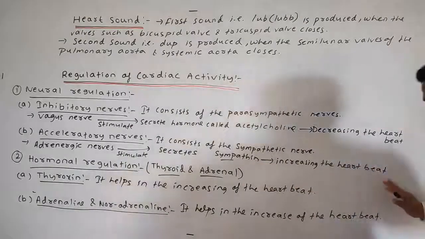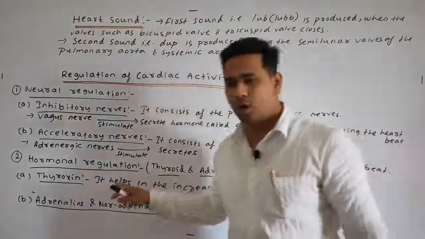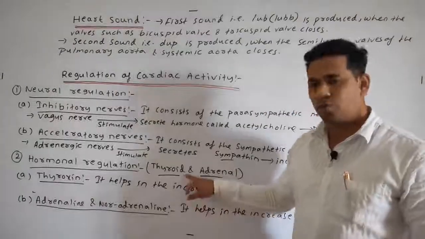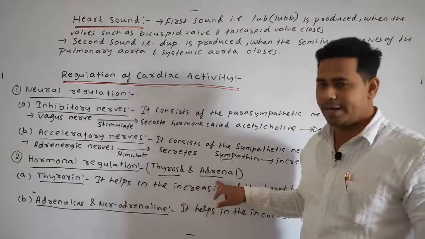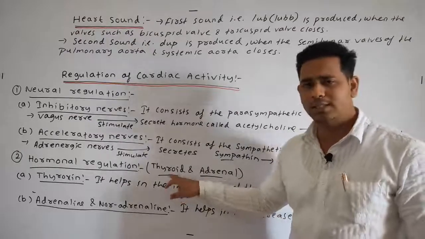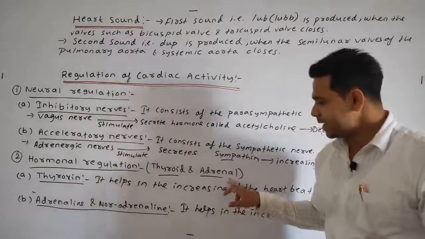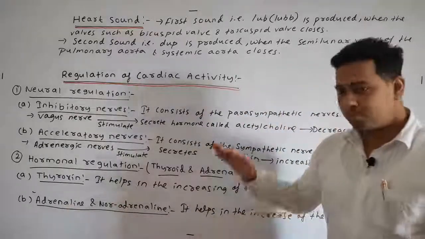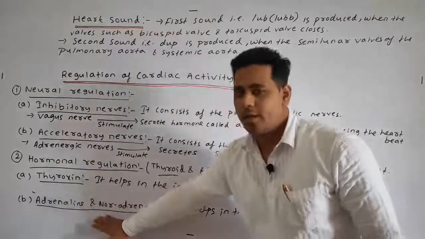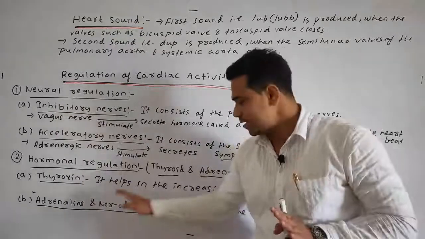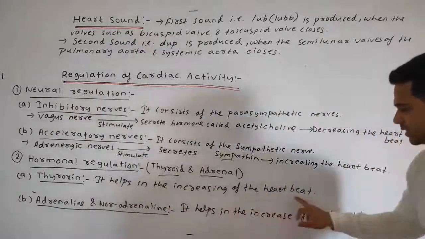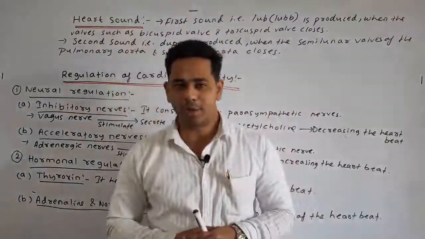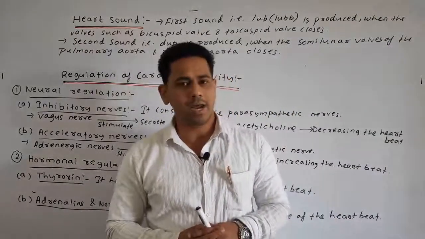Okay, increasing the heartbeat. Next, which hormones regulate the cardiac activity? Two glands are associated, the thyroid gland and the adrenal gland. The thyroid gland secretes thyroxine, and the adrenal gland secretes adrenaline and noradrenaline. Both thyroxine and adrenaline and noradrenaline help in increasing the heartbeat, or we can also say they increase the heart rate.